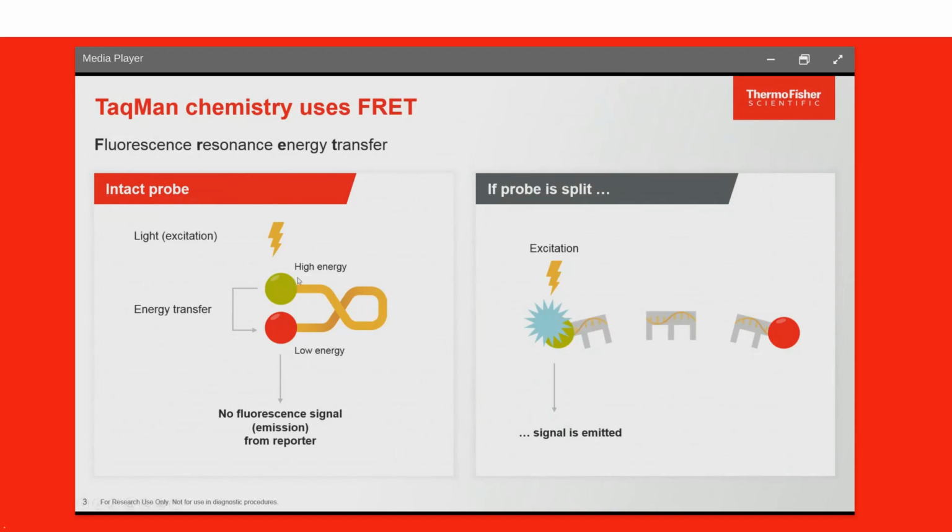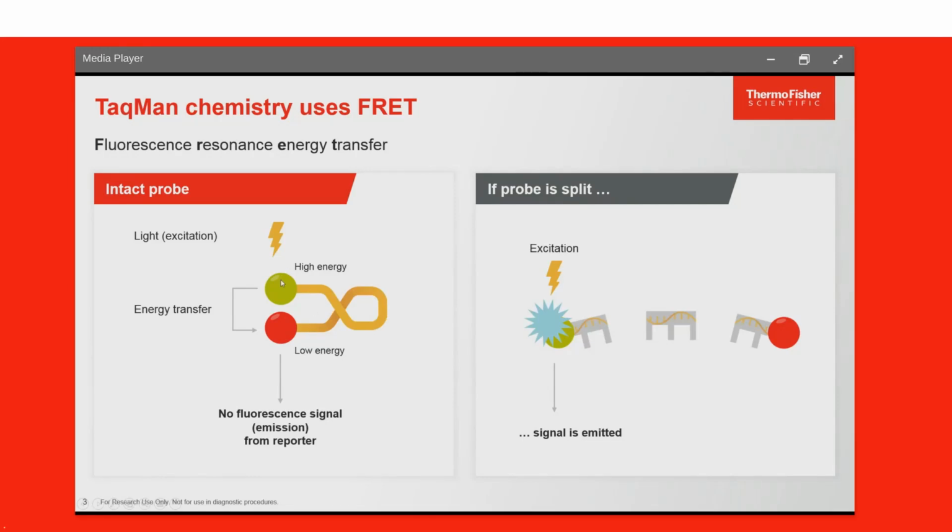In this image on the left-hand side of the screen, you see an intact TaqMan probe. In an intact TaqMan probe, the reporter molecule, which is this green molecule here, is going to be in close proximity to the quencher molecule. The quencher molecule is this red molecule here. This gold connection between the reporter and the quencher would be your 20 to 30 base sequence-specific oligo.